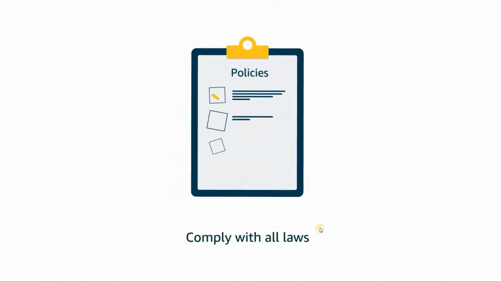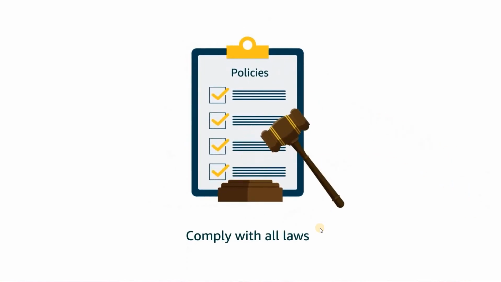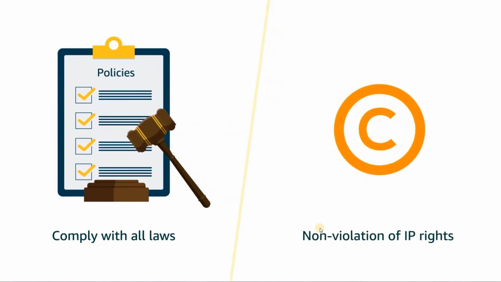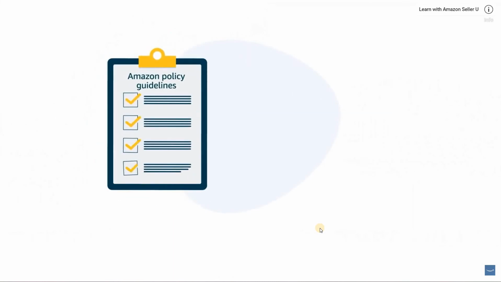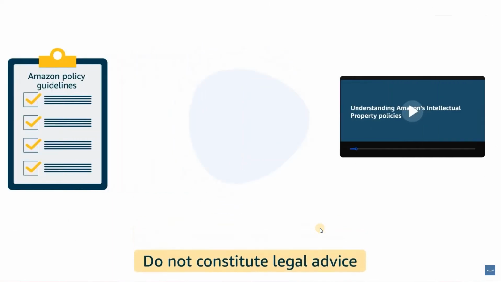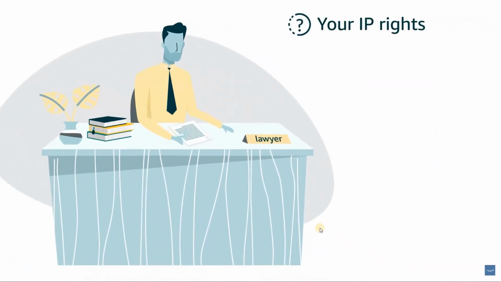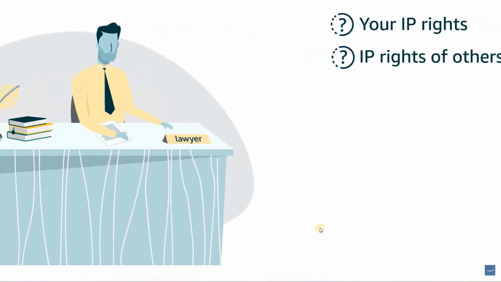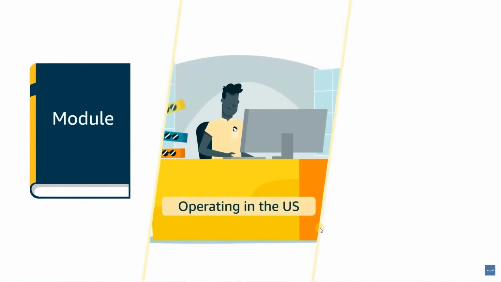Comply with all federal, state, and local laws and Amazon policies applicable to your offerings. 2. Not violate IP rights of brands and other rights owners. It is also important to note that Amazon's policy guidelines and the content in this video do not constitute legal advice. You should consult a lawyer if you have a specific question about your IP rights or the IP rights of others. Keep in mind that this module was developed specifically for sellers operating in the U.S.